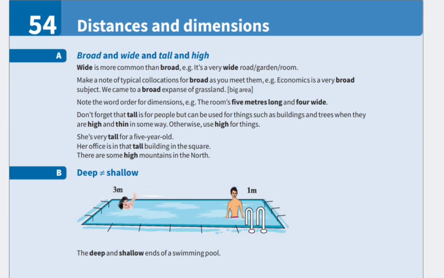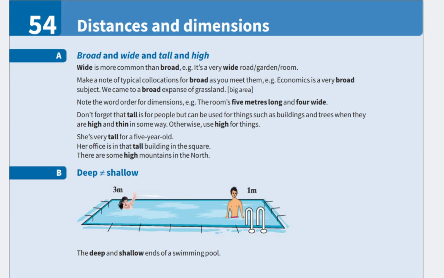We normally use tall for people. However, it can also describe high, narrow objects such as buildings and trees. For most other things, use high. For example, she is very tall for a 5-year-old. Her office is in that tall building in the square. There are some high mountains in the north.